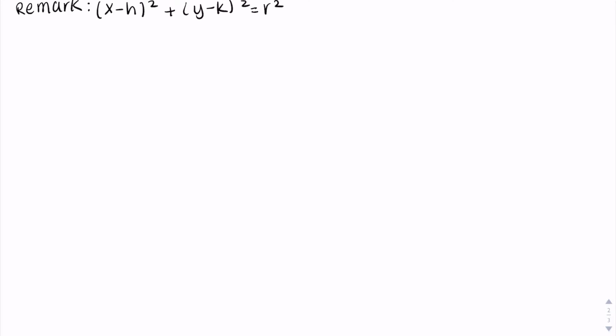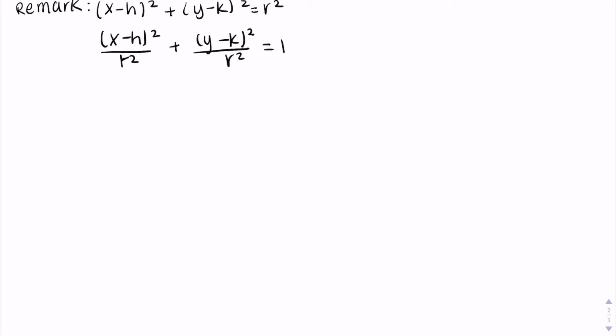But you can also see something like this: (x − h)²/r² + (y − k)²/r² = 1. So both of these are equations for a circle.